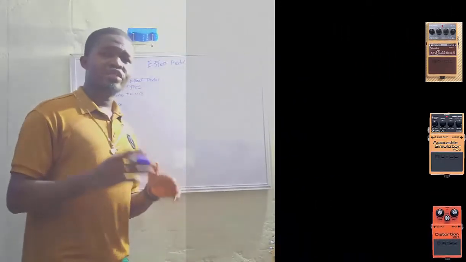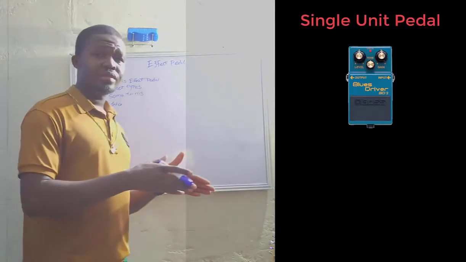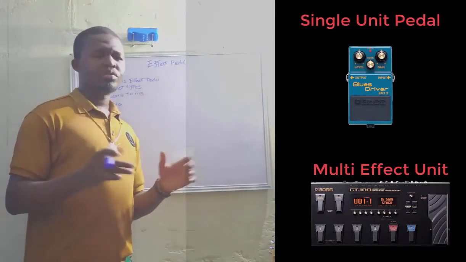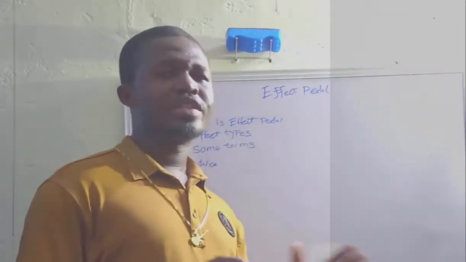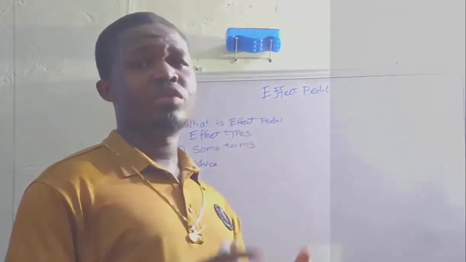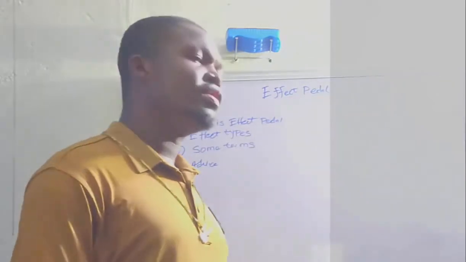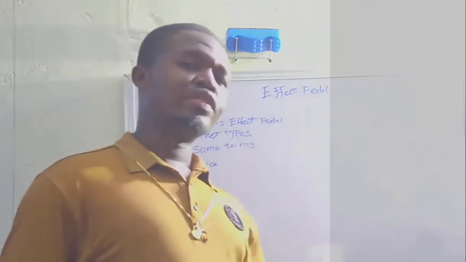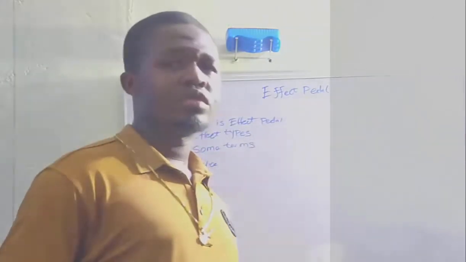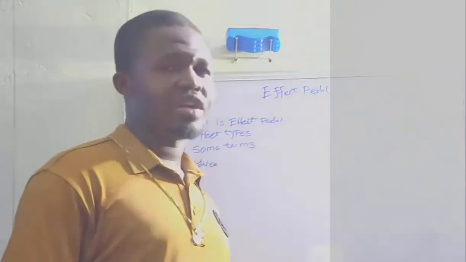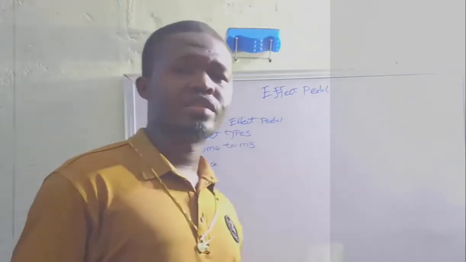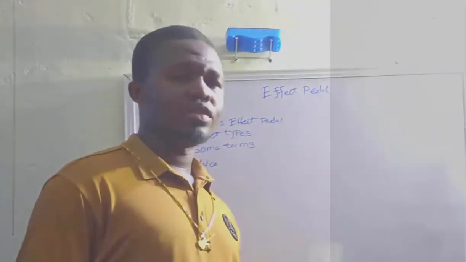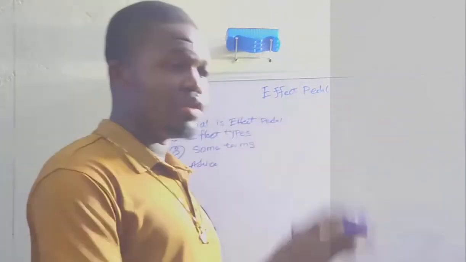So going under it, we have a single unit and a multi effect unit. A multi effect unit basically has so many pedals in one particular single unit. A single unit means it's single. If it's a chorus, it's chorus. If it's reverb, if it's distortion, if it's overdrive, it's overdrive. That is a single unit. Sometimes you can hear people say stompboxes. So this is basically a single unit.